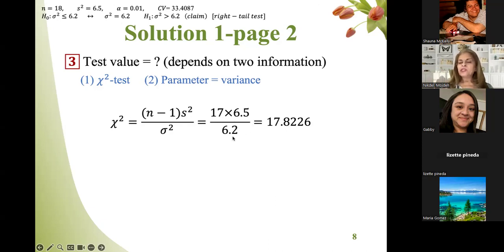If the parameter was a standard deviation, then you had to square your numbers. But with the variance, if you are dealing with the variance, you will not square the numbers. So you get 17.8226. That's your test value.